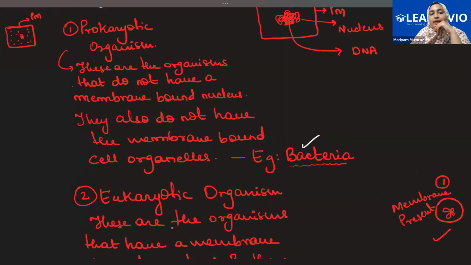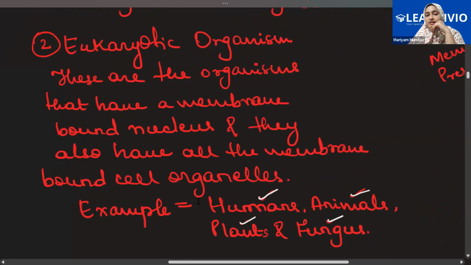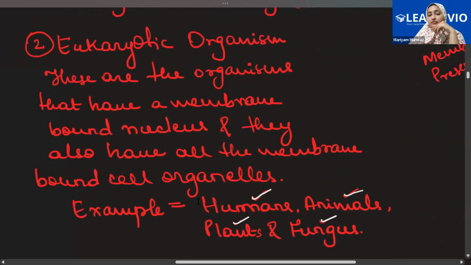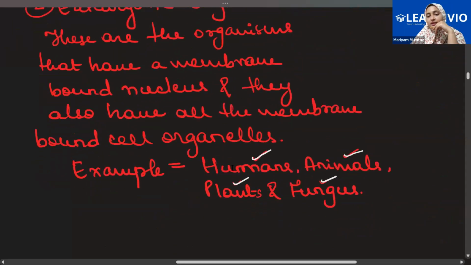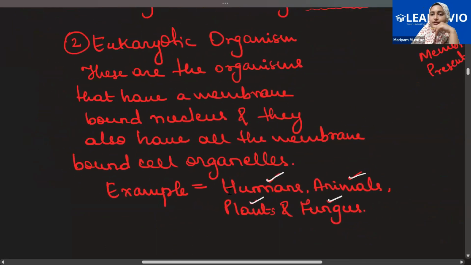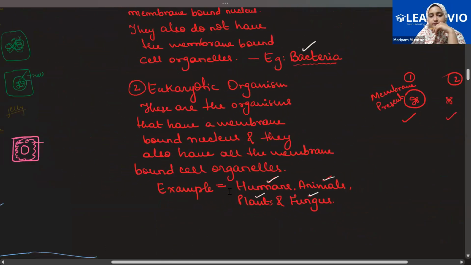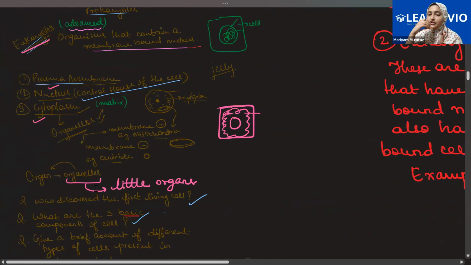Okay. And the best example for a prokaryotic organism is bacteria. Now, talking about the eukaryotic organisms, these are the organisms that have a proper membrane bound nucleus, and along with that, they have membrane bound organelles present in them. Examples of eukaryotic organisms are humans, animals, plants, fungi, all of these. We are also eukaryotic organisms. This is all there is as far as the introduction goes.